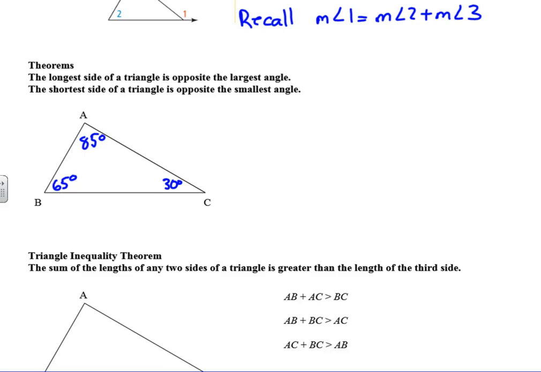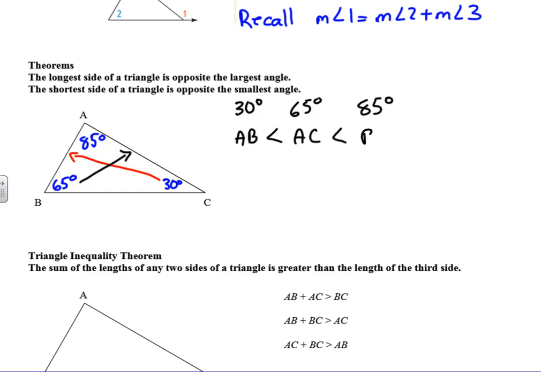So in this case, when we see that word opposite, the 30-degree angle is across from side AB. So AB is going to be less than the 65-degree angle. What side is opposite that? AC, which is going to be less than our last side, which is across from the 85-degree angle, which is side BC. Okay, so down here we have shortest, up here we have the longest.